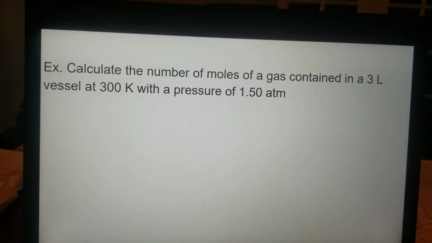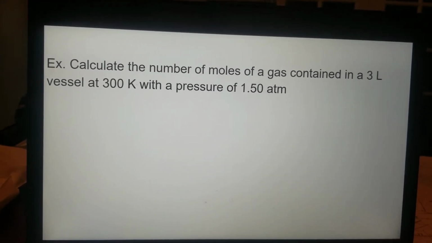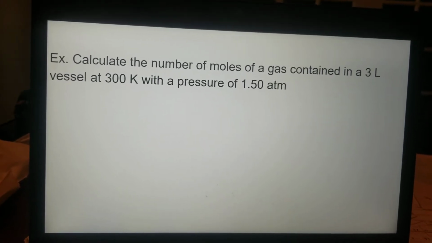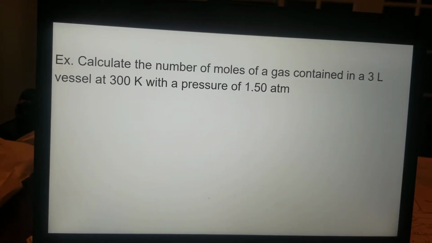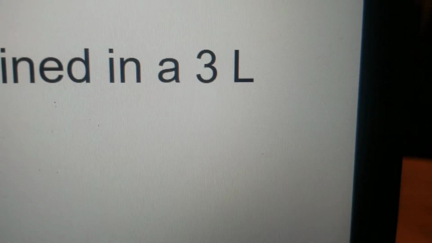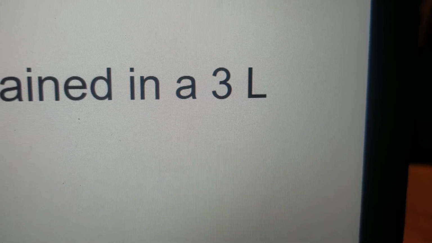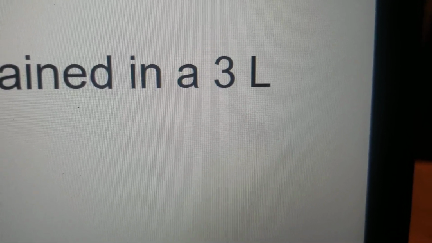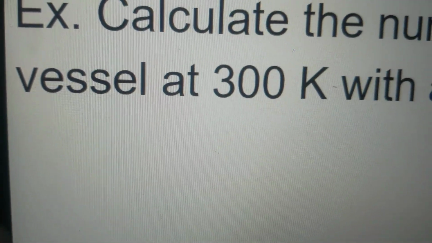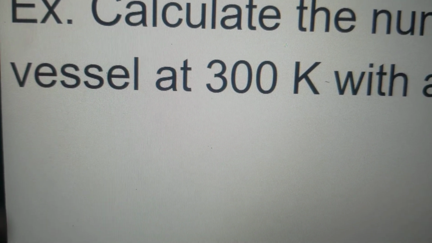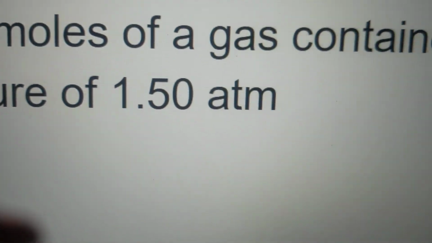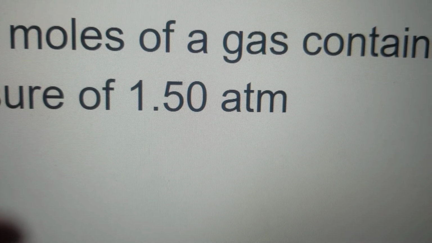Calculate the number of moles of a gas contained in a 3-liter vessel at 300 Kelvin with a pressure of 1.5 atm. Notice all the information that's given to you. 3 liters. What are liters? Good. Volume is correct. 300 Kelvin. What's Kelvin? Temperature. Very good. And finally, they tell you that the pressure is 1.5 atm.